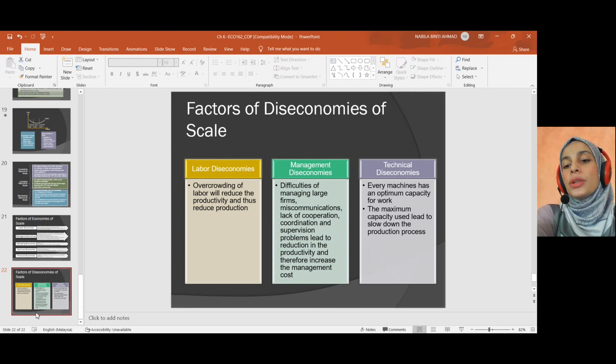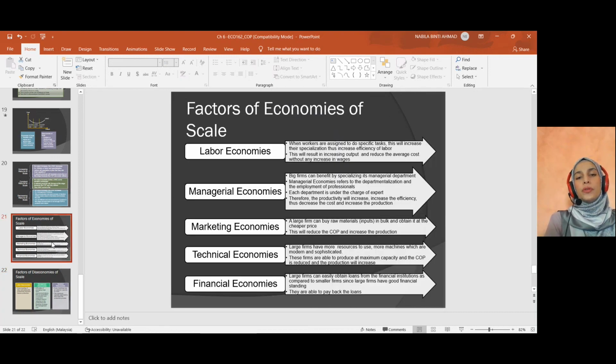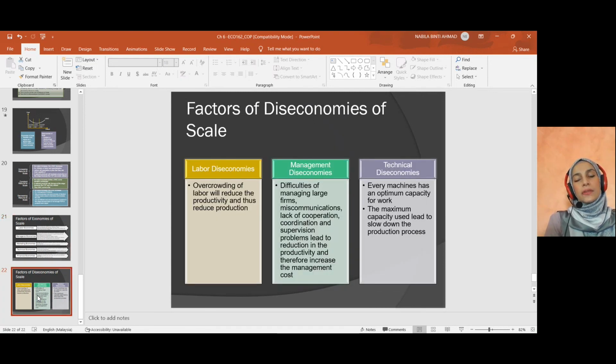Technical diseconomies, every machine has an optimum capacity for work. The maximum capacity used can slow down the production process. So setiap machine yang digunakan, biasalah machine ni dia boleh rosak, kena repair, dia kena service. So cost itu agak tinggi lah buat firm yang menyebabkan perlu beli baru, repair and so on, itu boleh menyebabkan kos yang meningkat dan firm may experience diseconomies of scale. Okay, so untuk faktor-faktor ni, boleh untuk further reading boleh tengok textbook lah. Textbook ada lebih banyak lagi faktor-faktor.